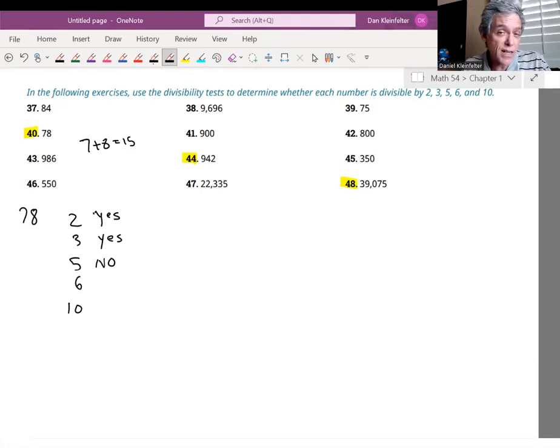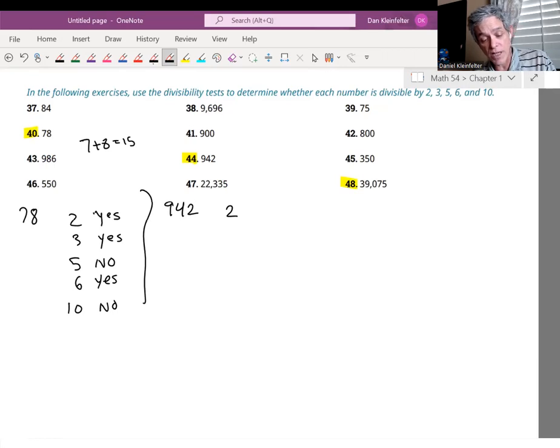Divisible by 6, we didn't talk about a divisibility test for 6, but if you think about it, 6 is 2 times 3, and if you could divide by both 2 and 3, then you could divide by 6. So I'll leave it to you to think about that. For 10, we didn't see a divisibility test for 10, but it doesn't end in a 0, so I'm saying no. All right, so take a minute and pause the video and try this for 942. And then restart the video and see how you did.